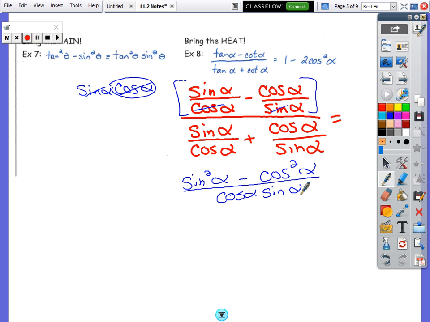This is our multiplying by complex fractions that we did a couple chapters ago. So these two become our denominator. The cosine and sine cancel.